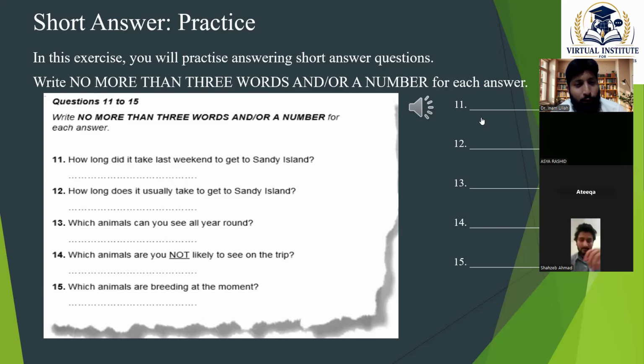Okay, which animals can you see all year round? Dolphins, yes. And then he said that unfortunately, you may not see any whales, right? Turtles. And the last one is the breeding season of turtles, exactly. So you are getting it, right? And this is how you actually write your answers, right? Yes, sir. Okay, shall we move ahead?